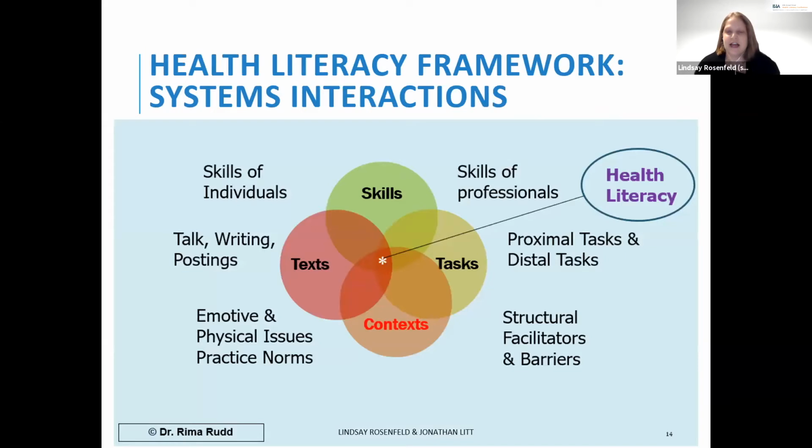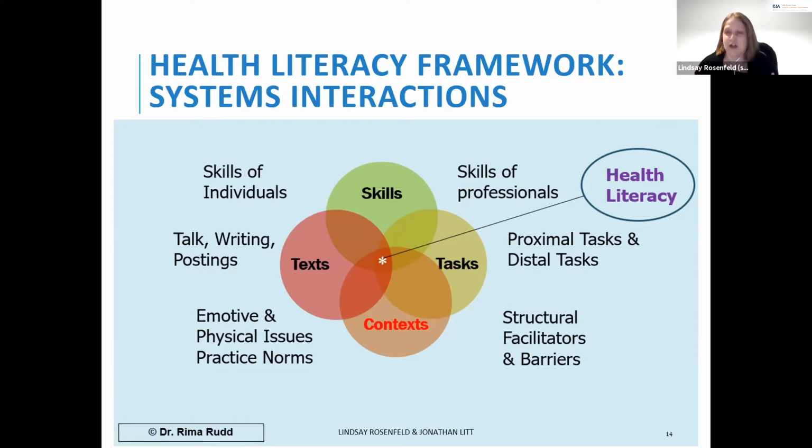And we see health literacy as systems interactions. This is a framework put forward by Dr. Rima Rudd, which really shows health literacy as the center, as the crossover of all these different components. So we have skills, right? The skills of individuals as well as the skills of professionals, interacting with all the different text that we as families, as patients, as providers have to deal with, whether that's talk, whether that's a website, whether that's the information brochure, the patient history form, a medication label. And then there's tasks in healthcare, right? We don't provide information or talk or websites or a brochure just because, right?